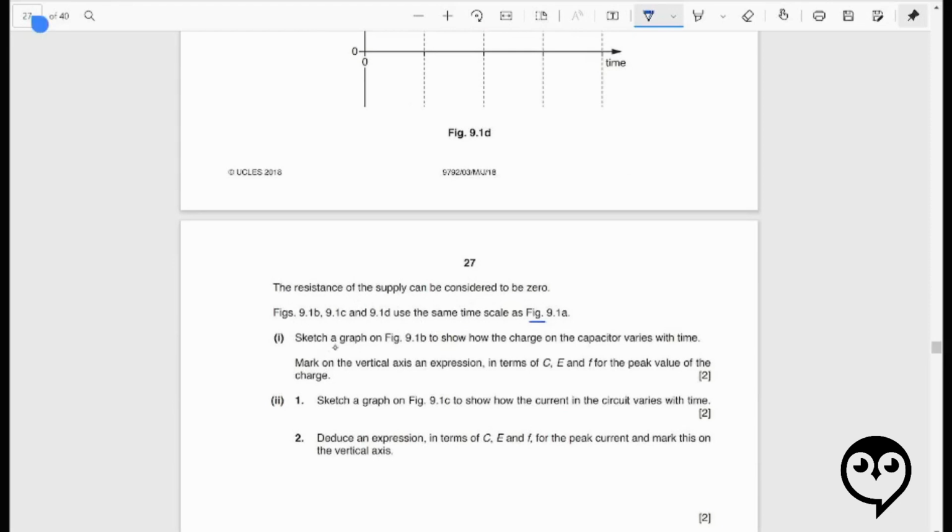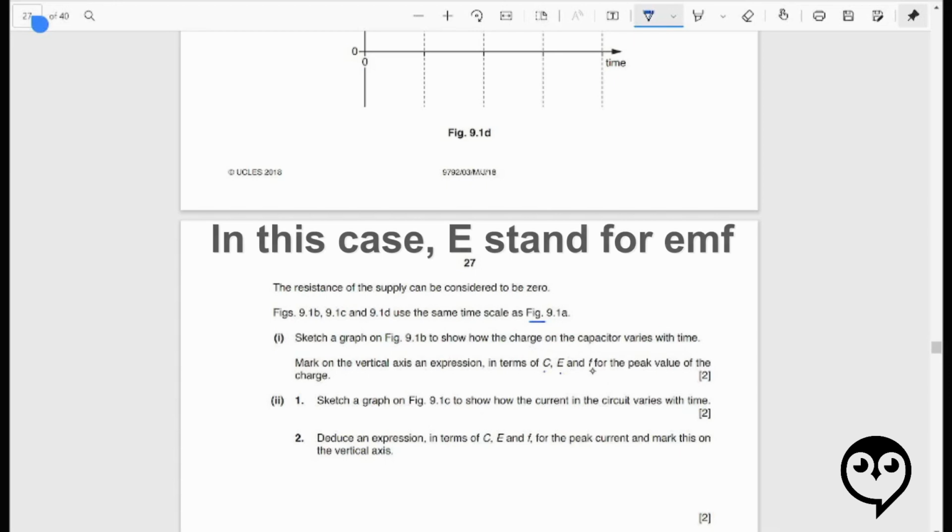Use the same time scale. Sketch the graph to show how the charge of the capacitor varies with time. Mark on the vertical axis. Okay, in terms of capacitance, energy. What is this? Frequency?